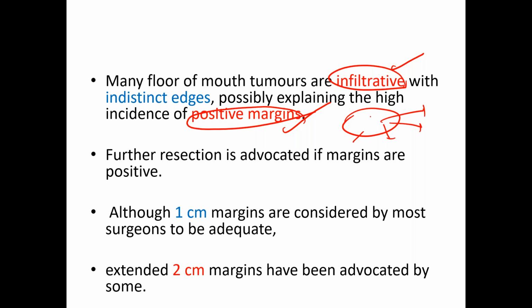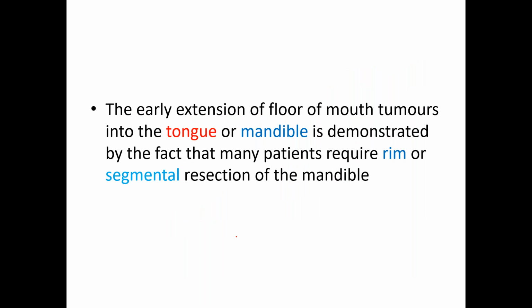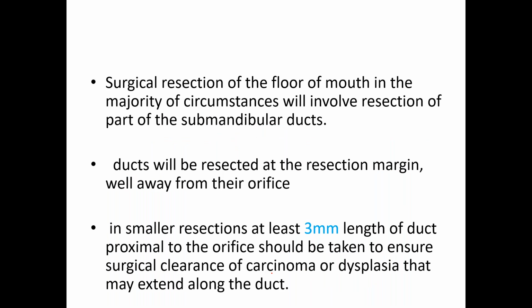One centimeter is considered okay: if you take out the tumor along with 1 centimeter of normal tissue, it is okay. But sometimes they need 2 centimeters. Early extension of the floor of the mouth tumor into the tongue and mandible is very important. If the mandible is involved, as I told you, you may need a rim or segmental mandibulectomy. Surgical resection of the floor of the mouth will involve resection of the submandibular ducts also, because the ducts are eroded by the tumor.